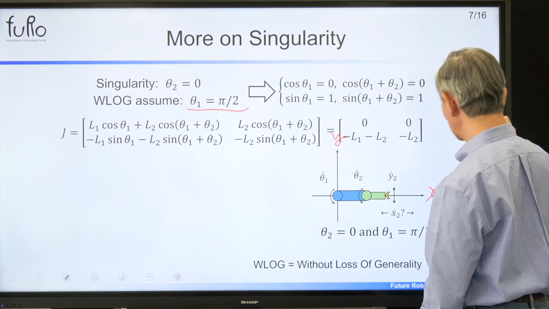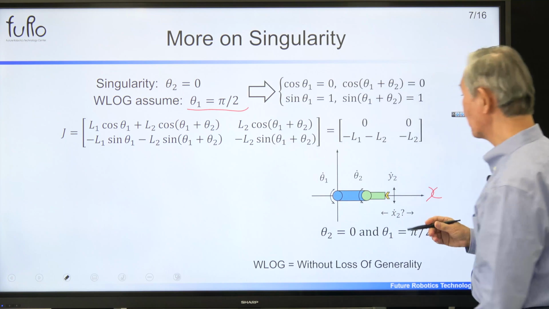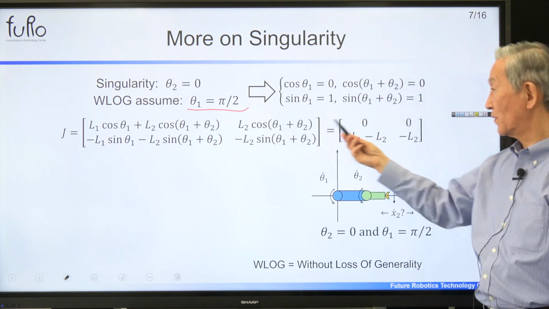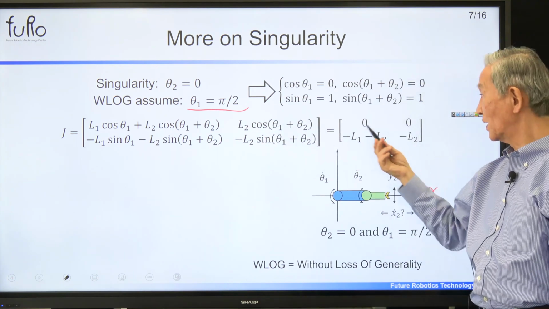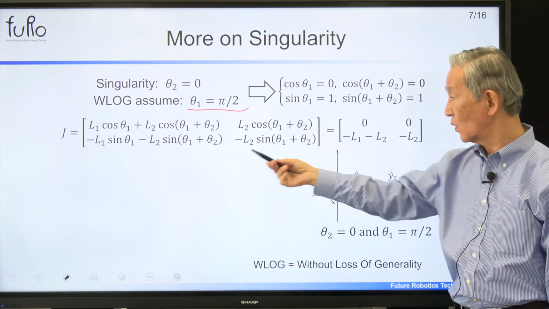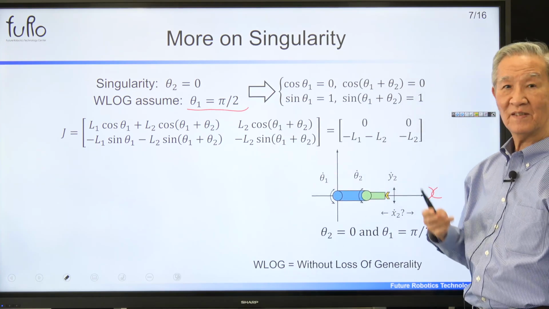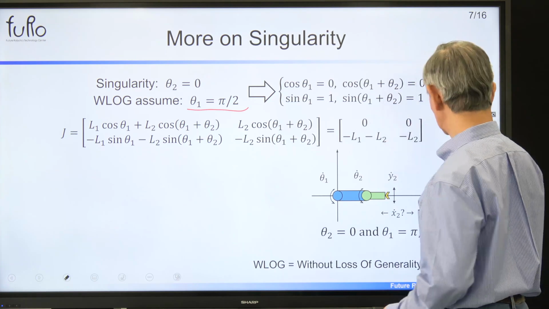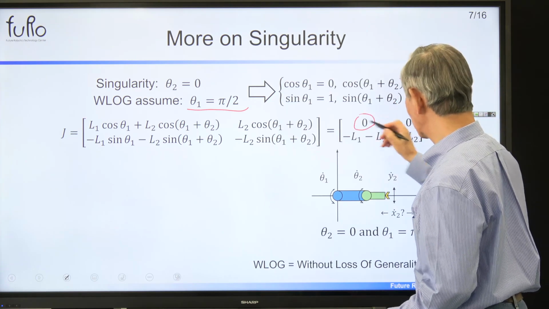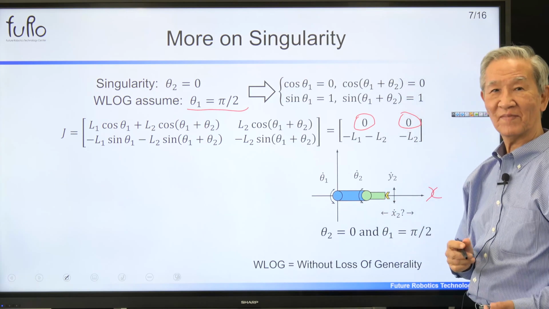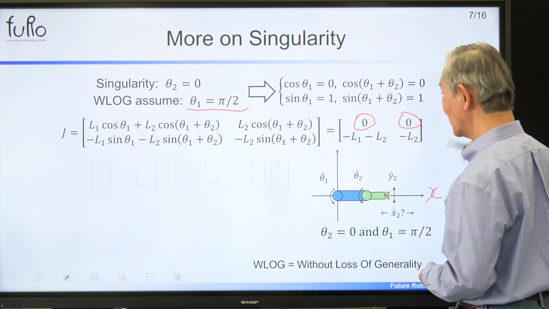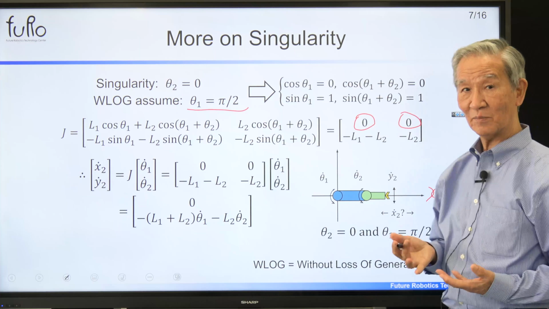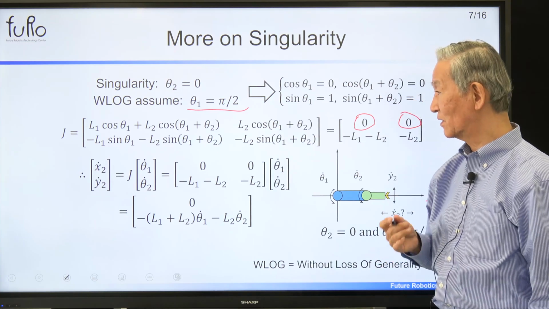Let me get rid of this y. Okay. The first row becomes 0. The second row becomes this. Simple, very simple one. But those zeros could give us some trouble. And that is very true.